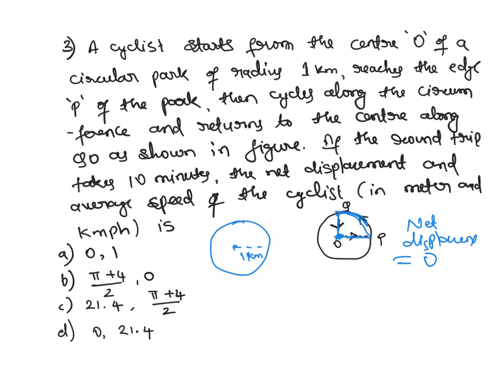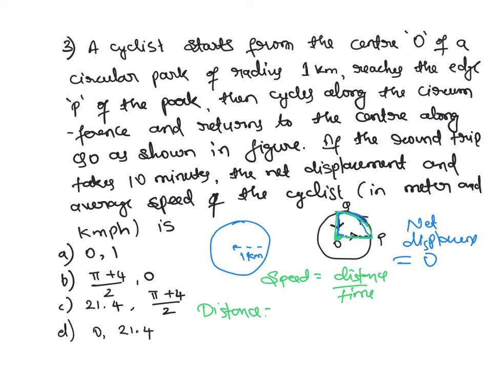He starts from O, moves to P, moves to Q and again comes back to the same point. That's the reason why the net displacement is 0. Okay, so let's try to find out the value of the average speed now. Speed is equal to distance divided by time, as you know.